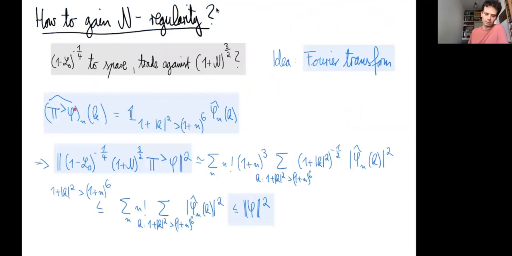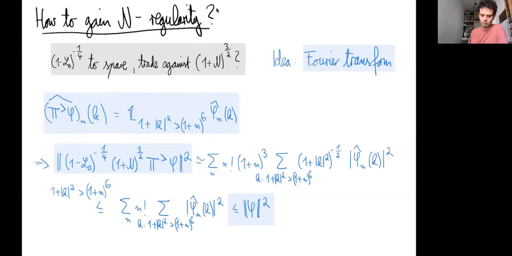So let's define this operator. The truncation pi to the large Fourier modes of phi, evaluated in k, is just taking the kth Fourier mode multiplied with this indicator function, which sets it to 0 if the k is not big enough. So we need 1 plus k squared to be bigger than 1 plus n to the 6th.